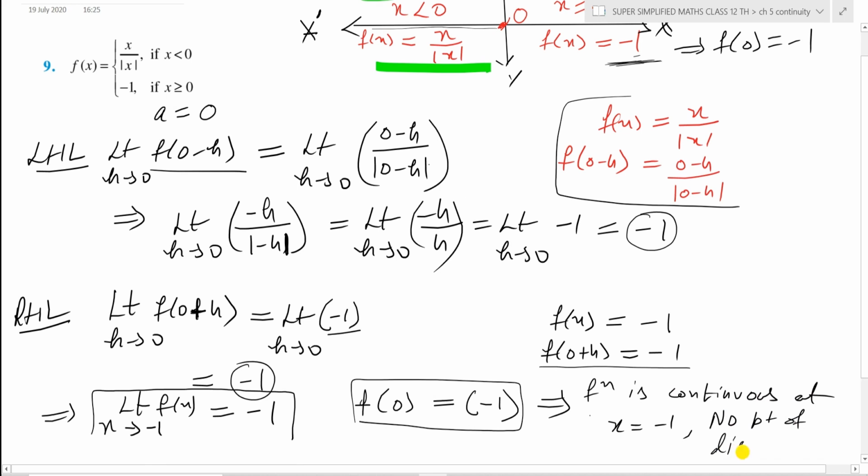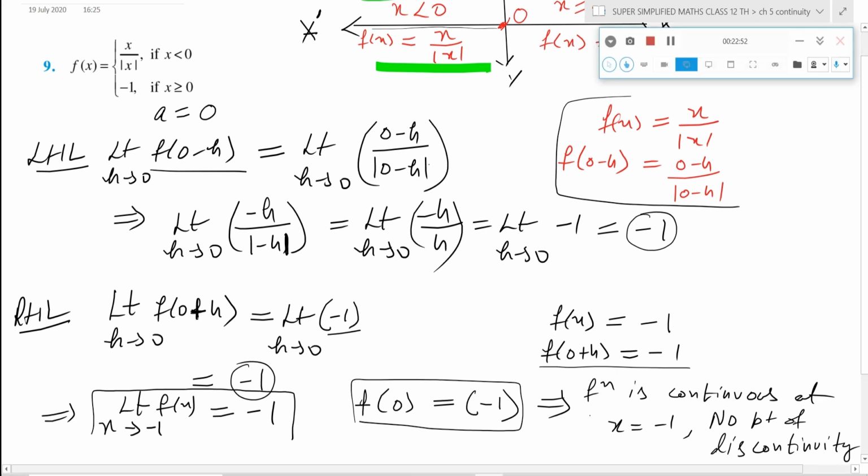In the question they have asked you if there is any point of discontinuity in the given function. So you had already checked for the points less than 0, all continuous, for the points more than 0, function continuous, and at 0 you checked that the limit is equal to the value, and hence no discontinuity in this function.